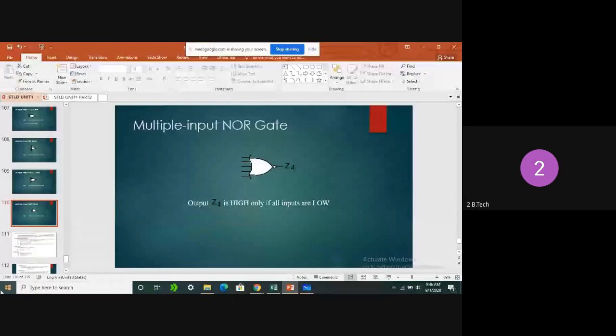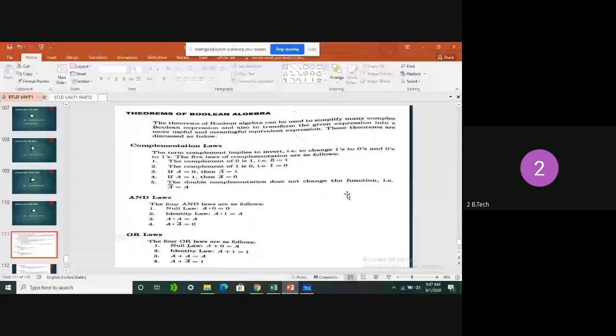Already I told you we need to discuss the Boolean laws associated with logics. So the first one is the complementation law. Is everyone able to read these formulas? Complementation laws.